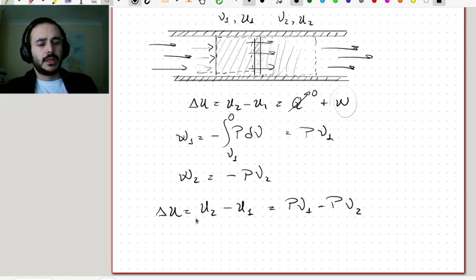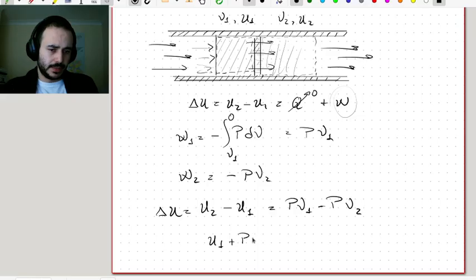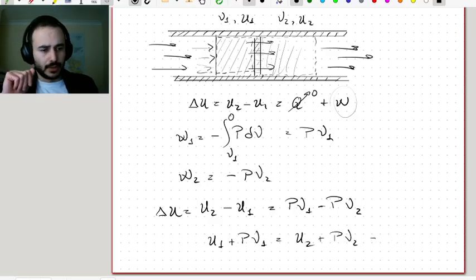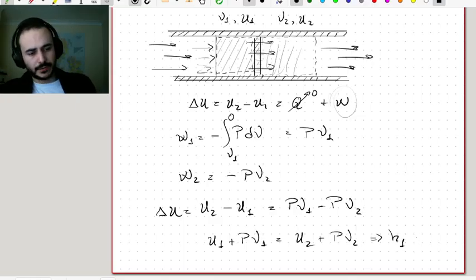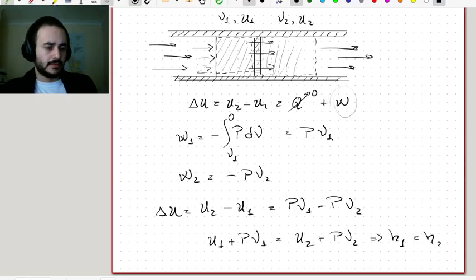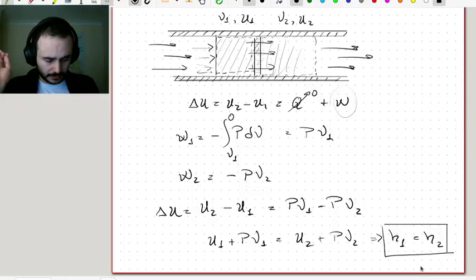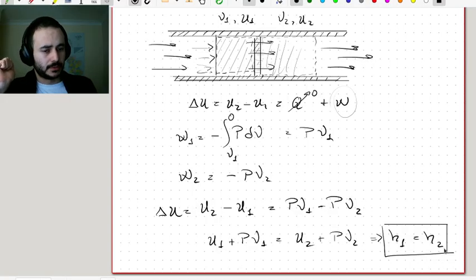And we can rearrange this and write U1 plus PV1 equals U2 plus PV2. Or in other words, the specific enthalpy on the left hand side of the obstacle is the same as it is on the right hand side of the obstacle. So when you have stationary flow in a thermally insulated thermodynamic system, the enthalpy is going to remain constant. Okay, so this stationary flow is an isenthalpic process.